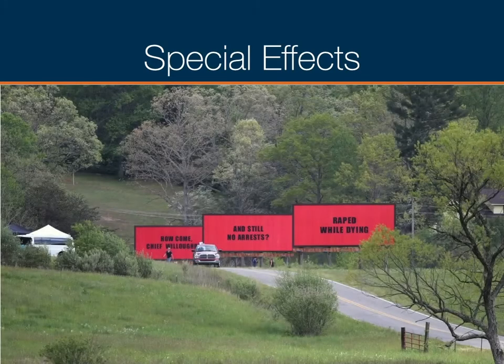Okay, other special effects would be the sequence. So this is an image from the recent film Three Billboards Outside Ebbing, Missouri, and it shows a very simple form of the sequence kind of billboard where you see the first message, "Raped while dying," and then the second, "And still no arrests," and then "How come, Chief Willoughby?"